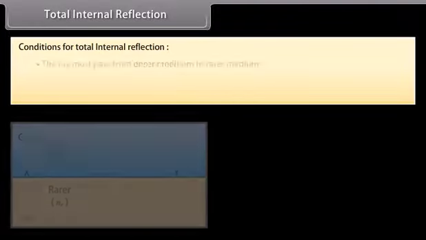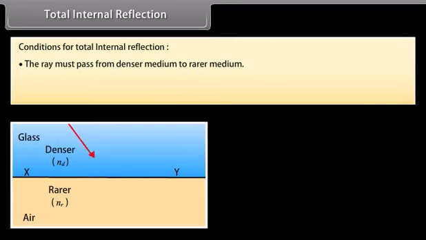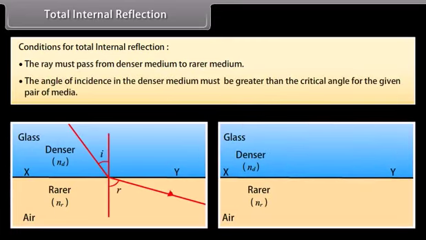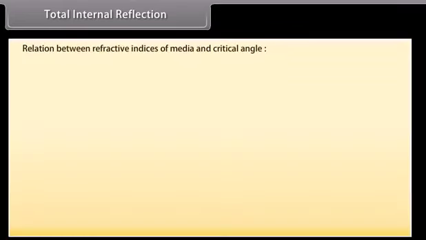Conditions for total internal reflection. The ray must pass from denser medium to rarer medium. The angle of incidence in the denser medium must be greater than the critical angle for the given pair of media. Relation between refractive indices of media and critical angle.